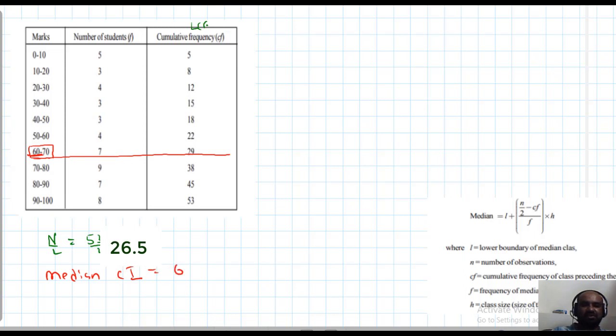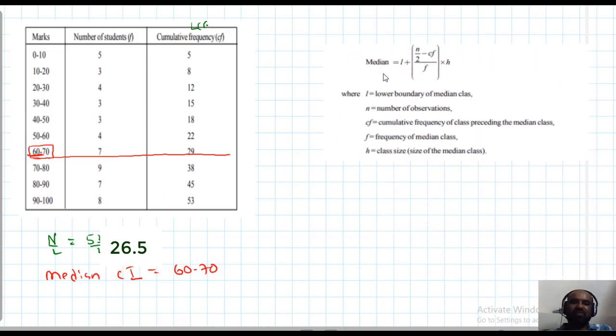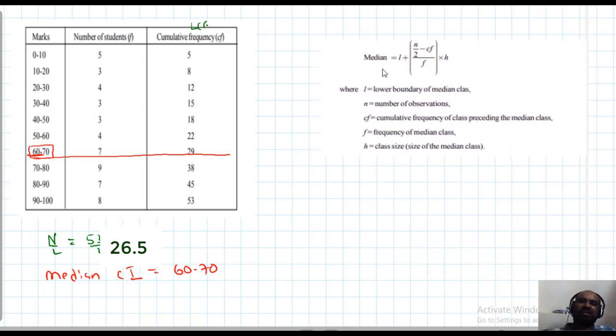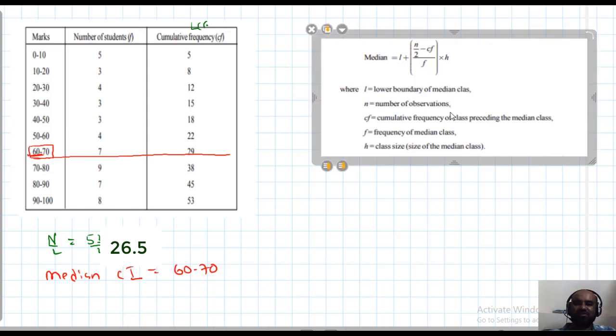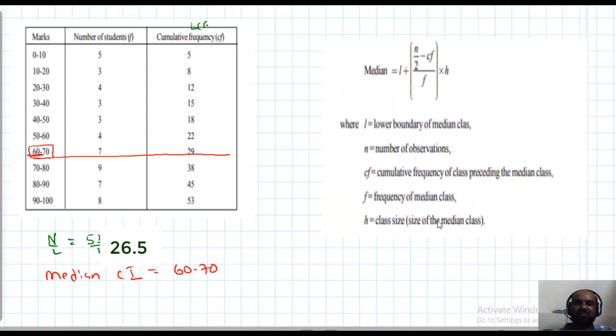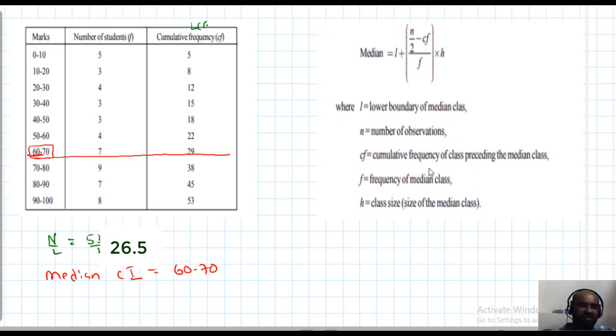That is equal to 60 to 70. Students, to find the median for grouped data, you want to use this formula. The derivation we can prove at last, after completion of cumulative graphs, but here you can't prove it. We need to accept this formula at this stage. So by using this formula you can find the median.